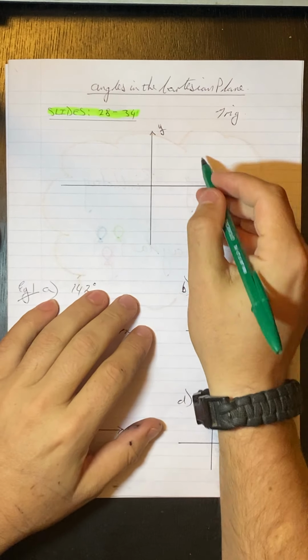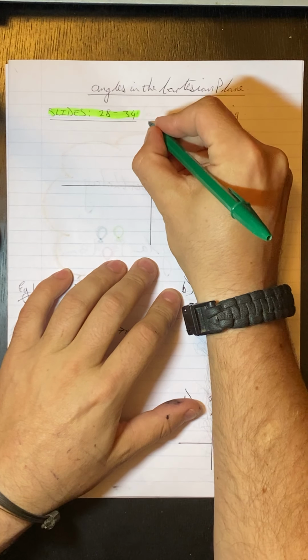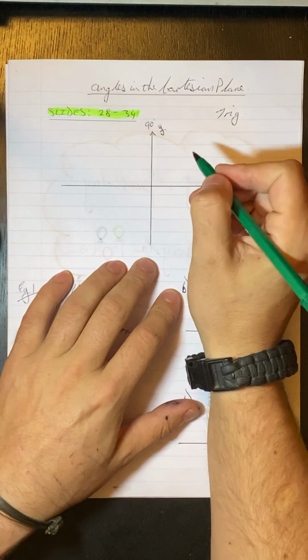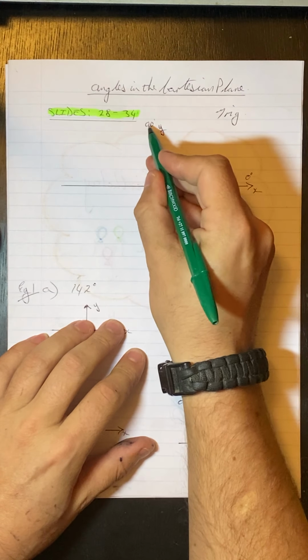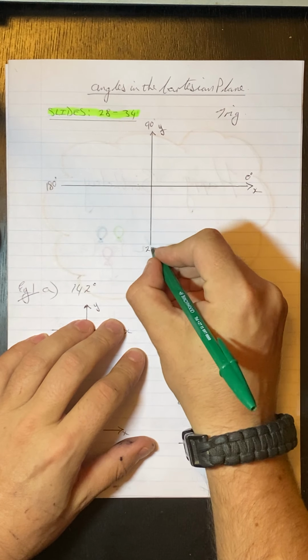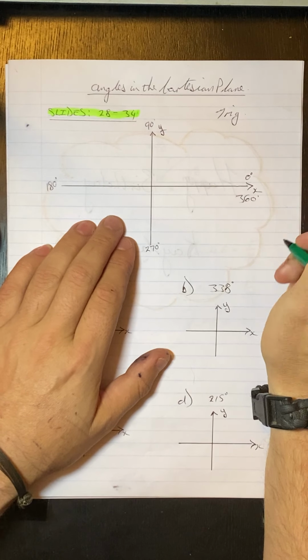So with a Cartesian plane like this, we have 0 degrees, 90 degrees, and we always work anti-clockwise with angles, and that's why we're going in this direction. 90, this would be 180 degrees, 270 degrees, and then 360.